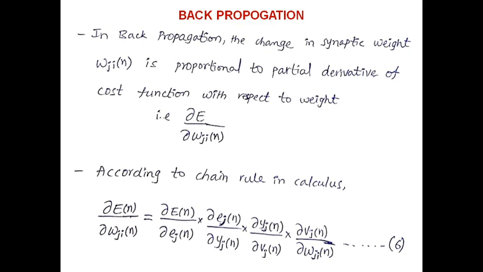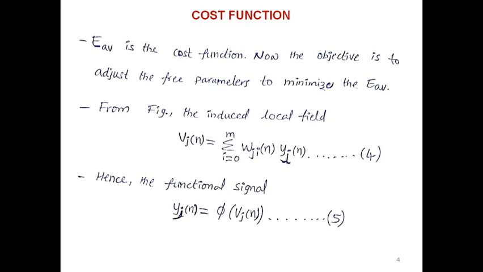So next, third term is ∂yj(n) divided by ∂vj(n). Let's go to the yj of n equation. Where is yj of n? yj of n is a function of phi of vj of n, right? So we are differentiating with respect to vj of n, means on both sides if we differentiate, ∂yj(n) divided by ∂vj(n) is equal to, whatever the function, that can be derived, but here we can directly represent it as phi dash of vj of n, that is the derivative, phi dash of vj of n on the right side.